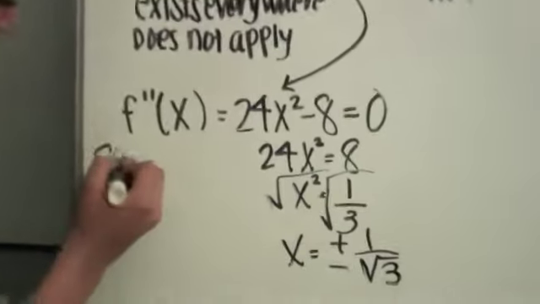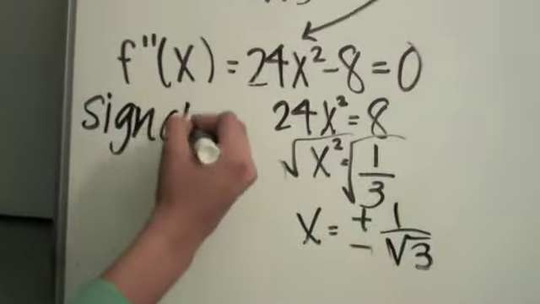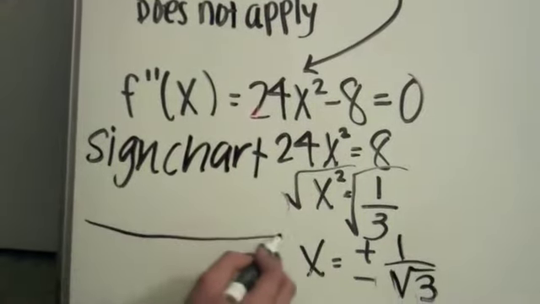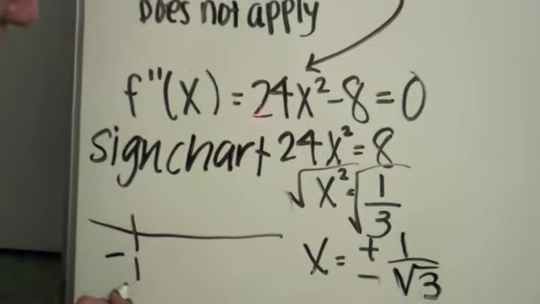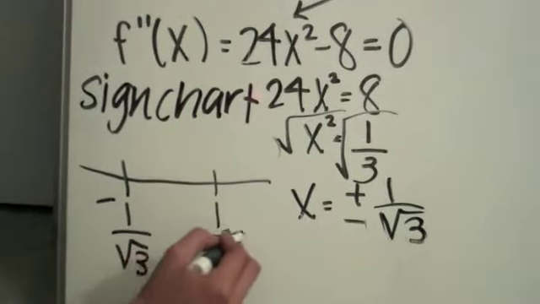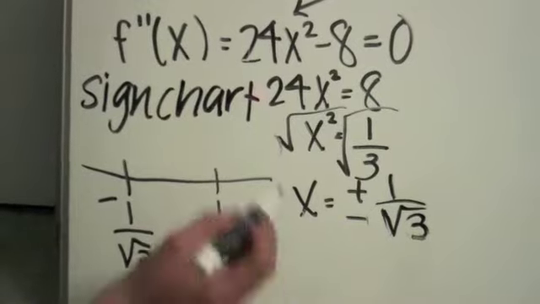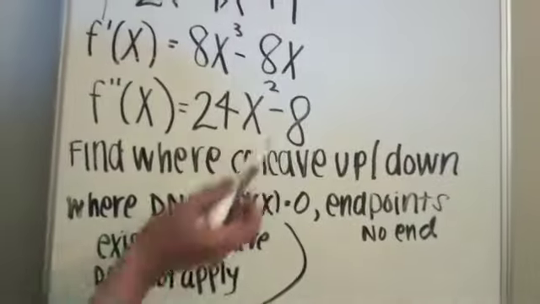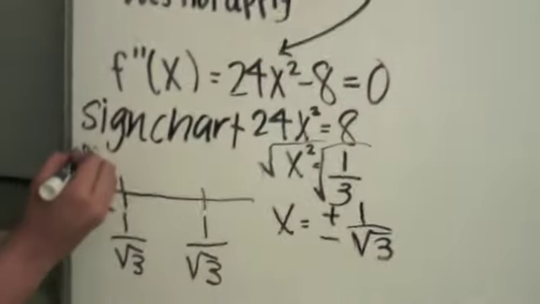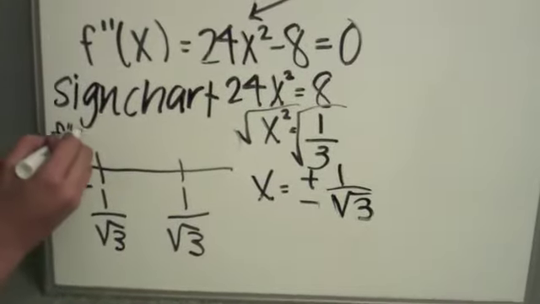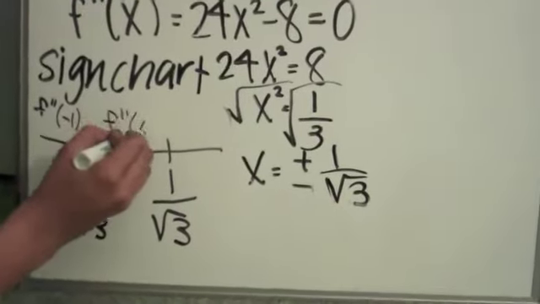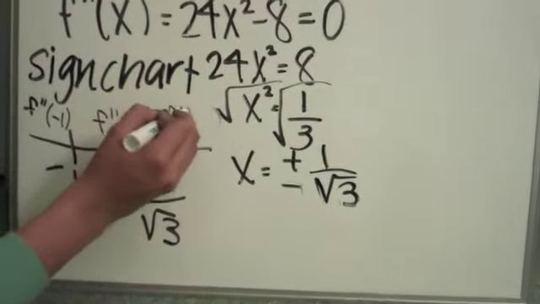And then we're going to do a sign chart to figure out where it's concave up and concave down. So we'll put positive 1 over rad 3 and negative 1 over rad 3 on the sign chart. And to find where it's concave up and concave down, we're going to use the second derivative, and we're going to plug in some numbers in between. So we're going to use, let's use negative 1, and we'll use 0 because it's in between them, and we'll use positive 1.